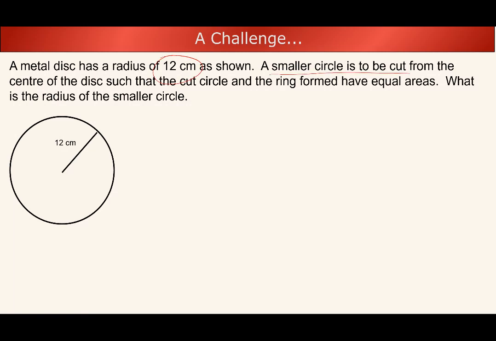A smaller circle is to be cut from the center of the disc so that the circle and the ring formed, the cut circle and the ring form, have equal areas. What is the radius of the smaller circle? Okay. So first thing I would recommend we do before we even think about the solution is find the area of this circle. Pi r squared, which is equal to pi times 12 squared, which is 452.39 square centimeters.